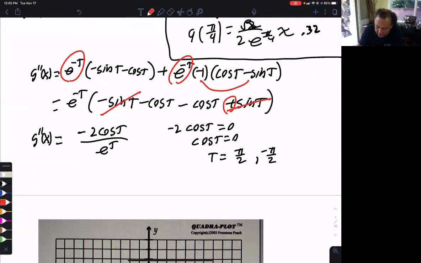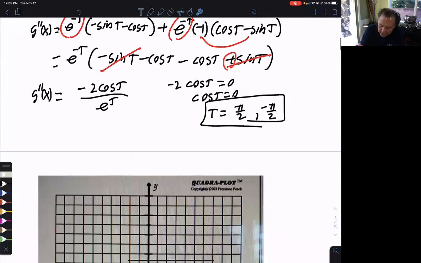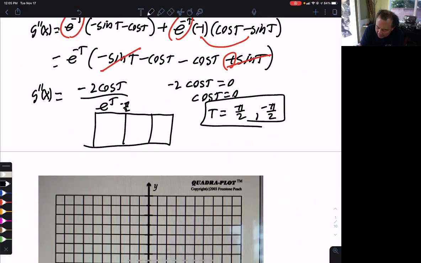Then I have to find where this is undefined. But again, this denominator is never 0 because e to the t is never 0. So we don't have that. We only have 2 points. And again, we make another table. I am really against the space here, so hopefully you can follow my ugly work. So pick points in each region. 0 is easy. Between the points, I'm going to do 3 pi over 4 and negative 3 pi over 4. And I'm going to test my second derivative.